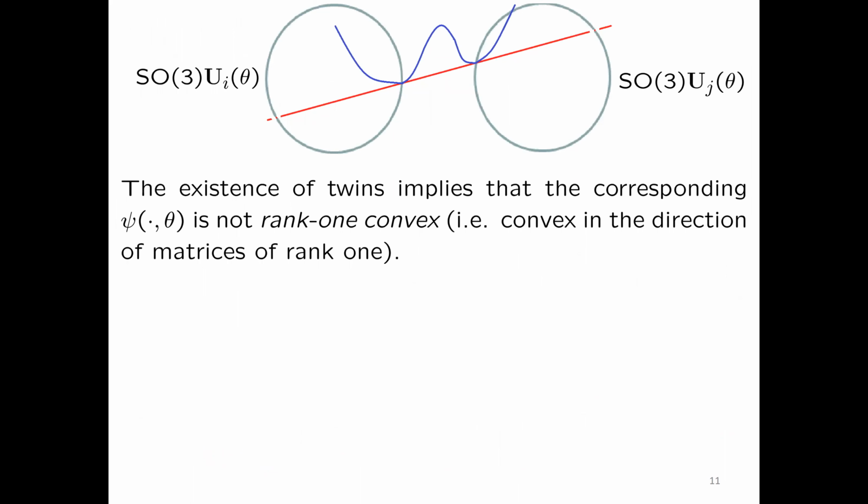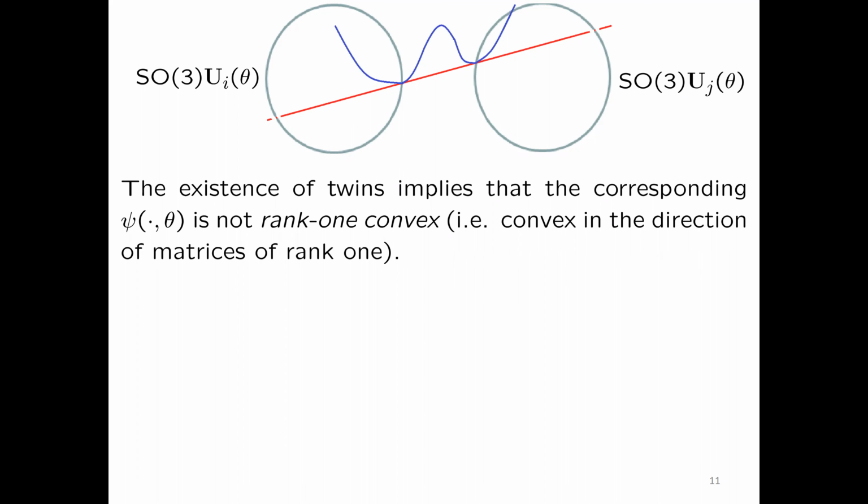Okay, so here's a sort of mathematical picture. So I write SO(3) times something as a circle, which of course is not what it looks like, but there we go. And so if you've got a rank 1 connection between, say, SO(3)U_i and SO(3)U_j, rank 1 connections are line directions in red. So here's a point on SO(3)U_i, and this is the rank 1 direction, and it meets this energy well somewhere. Of course, it doesn't cut it anywhere else, because there are no rank 1 connections from one well to itself.